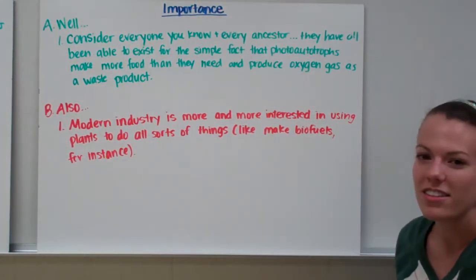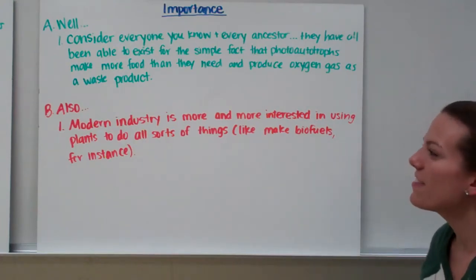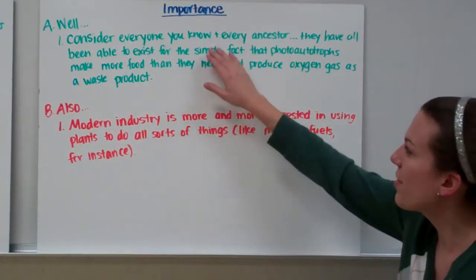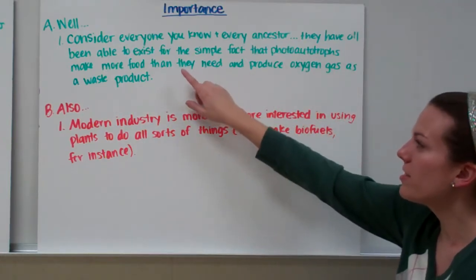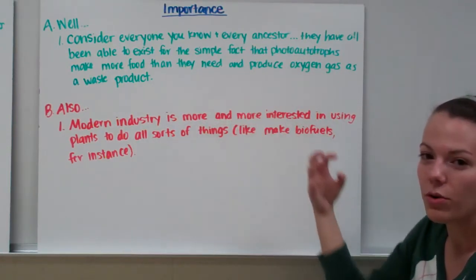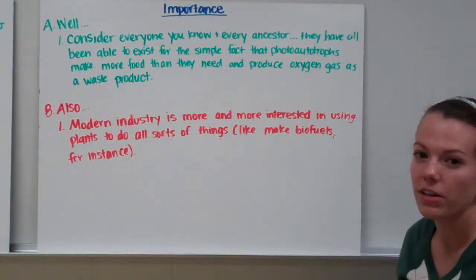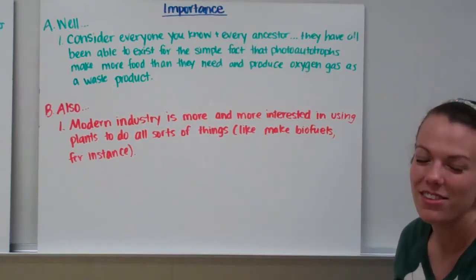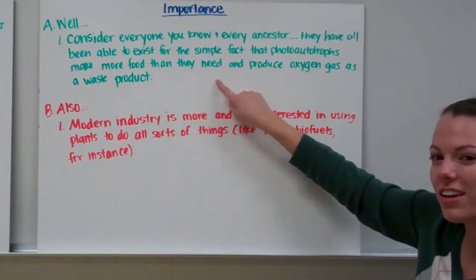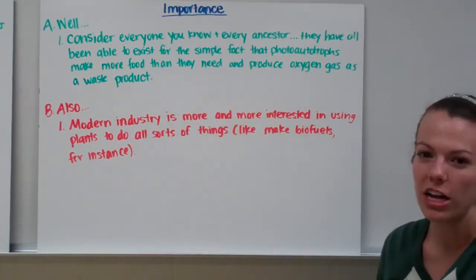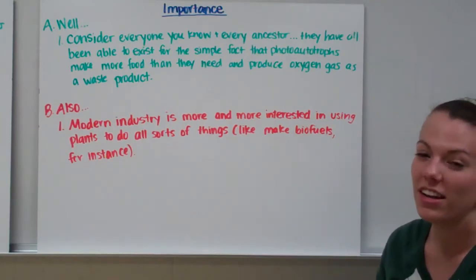So now let's discuss the importance of photosynthesis. If it's not obvious to you already, consider that everybody you know and every ancestor you've ever had, they all were able to exist because of photoautotrophs, or plants, or other things that use photosynthesis to produce sugar. All those plants make more food than they need so that we can eat them, or other animals can eat those plants, and then we can eat those animals.